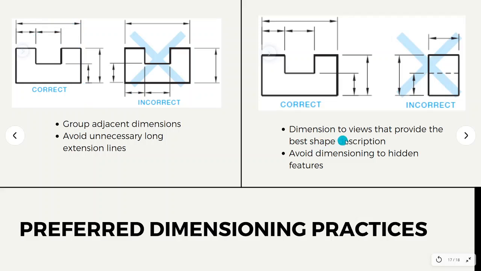Next is dimension to views that provide the best shape description, and we should avoid dimensioning to hidden lines. So this view, if it's the side view, the object line will be hidden. So they put a broken line representing the hidden line. So let us avoid dimensioning hidden lines. So we should dimension in the best view possible so that our dimensions are easily understood. Okay?